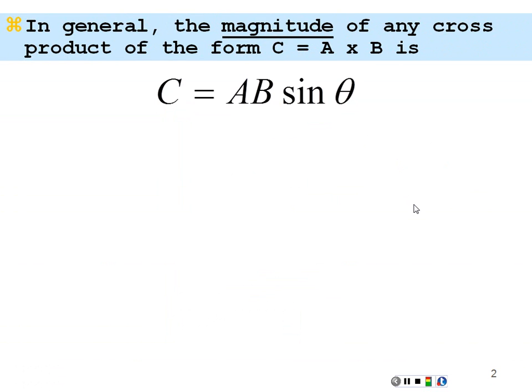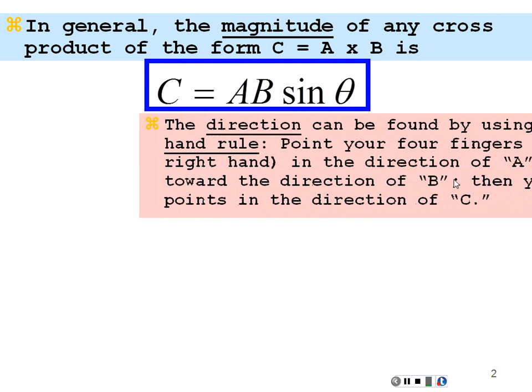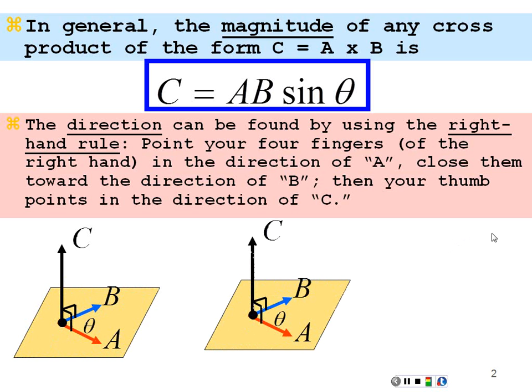So the magnitude of any two vectors' cross product, A cross B, is equal to C, and C is equal to A times B times the sine of the angle between the two vectors. To calculate the direction, you would take your right hand, point your fingers in the direction of the first vector, in this case A, and close your hand through the smallest angle possible towards the second vector, B.